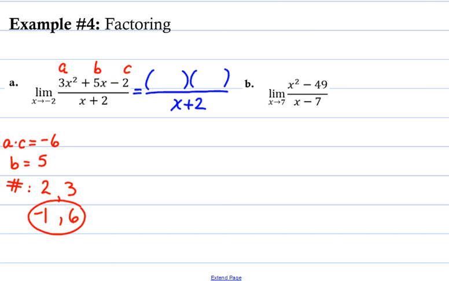Now, I always have to divide by a. In this case, a is 3. So when I have my binomials, it's not just enough to write x minus 1 and x plus 6. I do actually have to divide by a, and a is 3. This is what I get.